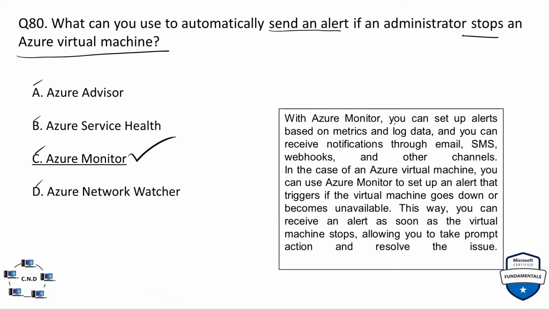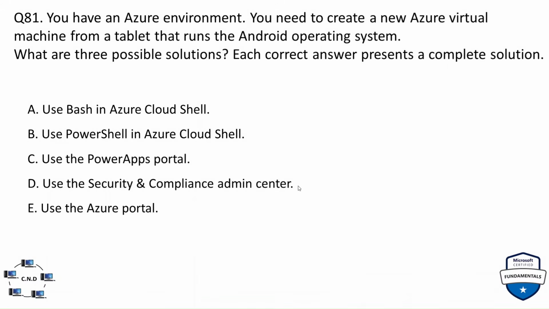So with the Azure Monitor, you can set up alerts based on metrics and logs data, and you can receive notification through email, SMS, webhooks, and other channels. In case of an Azure virtual machine, you can use Azure Monitor to set up an alert that triggers if the virtual machine goes down or becomes unavailable. This way, you can receive an alert as soon as the virtual machine stops, allowing you to take prompt action and resolve the issue.